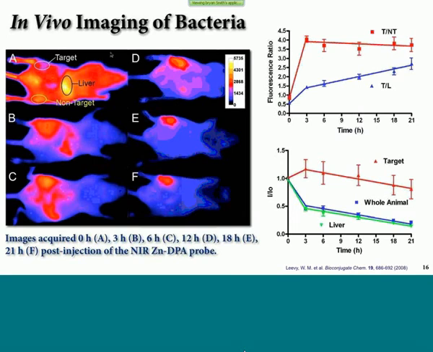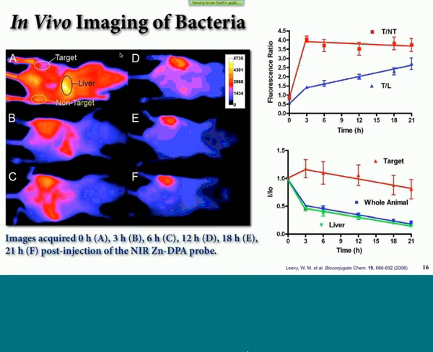So now that we can target both cell death and bacteria in vitro, we want to see whether or not we can detect it in vivo. In this experiment, we injected Staph aureus into the leg of a live mouse and let it incubate for 6 hours, and then we injected our near-infrared PSS794. This is a montage of images representing different time points post-injection of our probe. These are 0, 3, 6, 12, 18, and 21 hours.